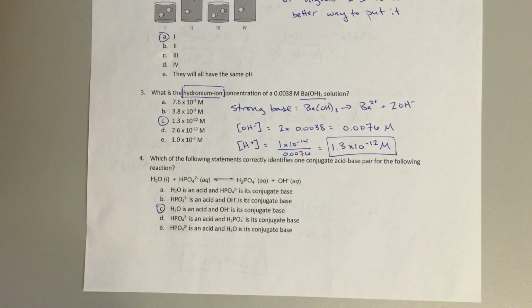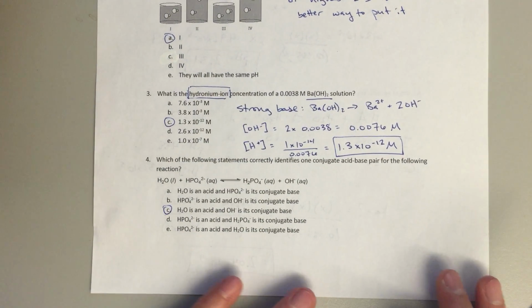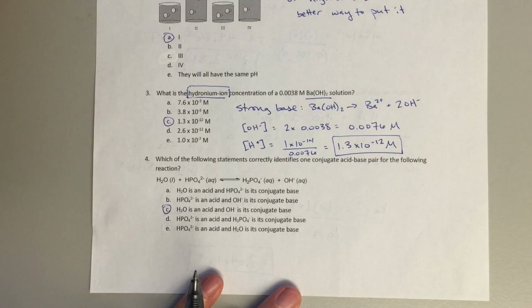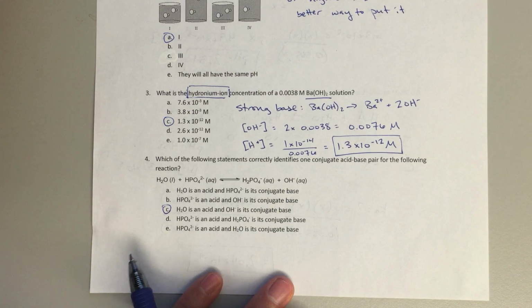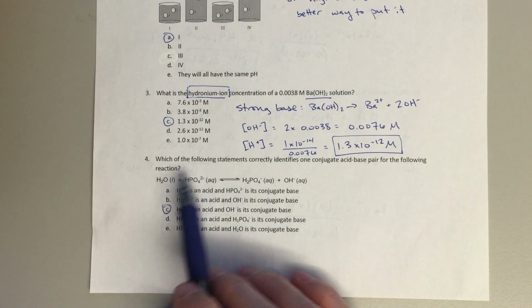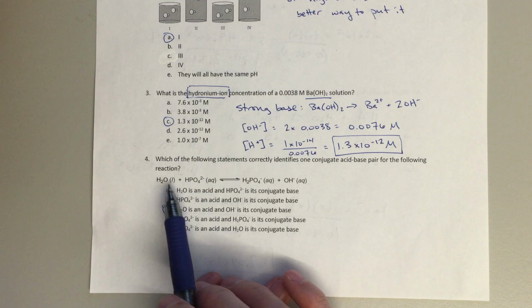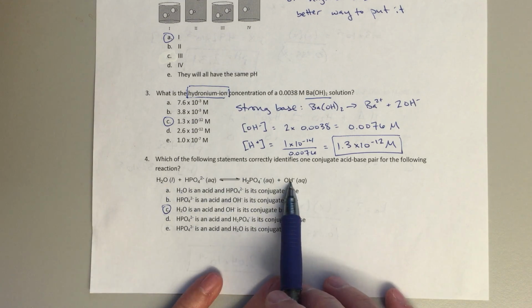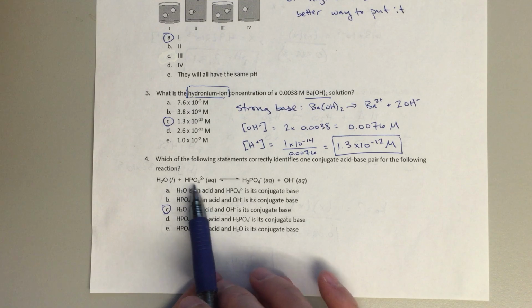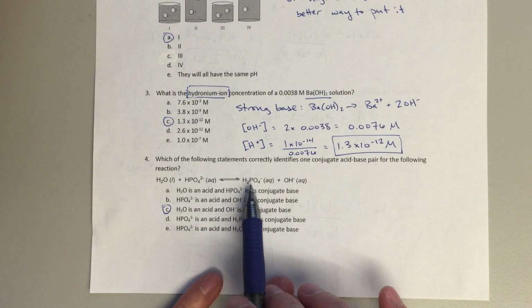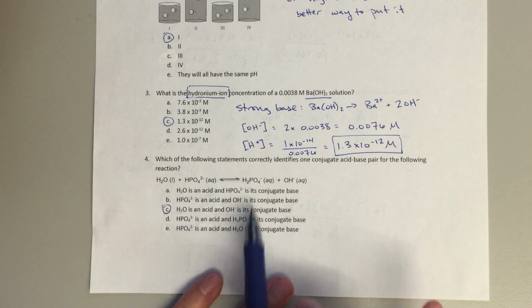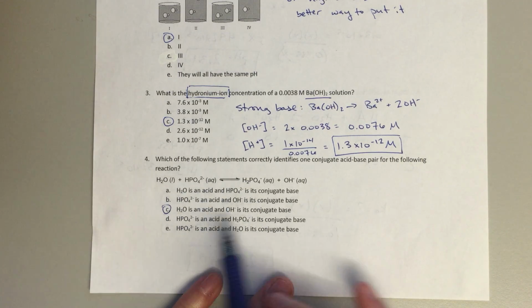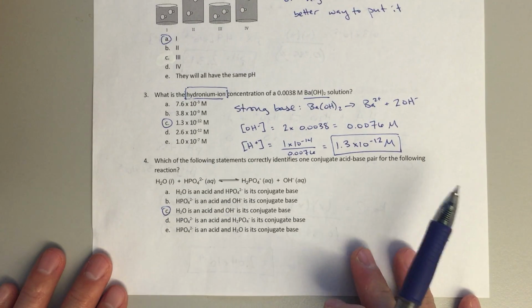For number 4, again, a lot of people miss this question, and this one I'm not really sure why. The definition of conjugate acid-base pair is that they only differ by H plus, right? So we've actually got 2 conjugate acid-base pairs here, water and OH minus. Those only differ by H plus. And HPO4 2 minus and H2PO4, those only differ by H plus. So then the trick is just figuring out which one of these has them written out properly.